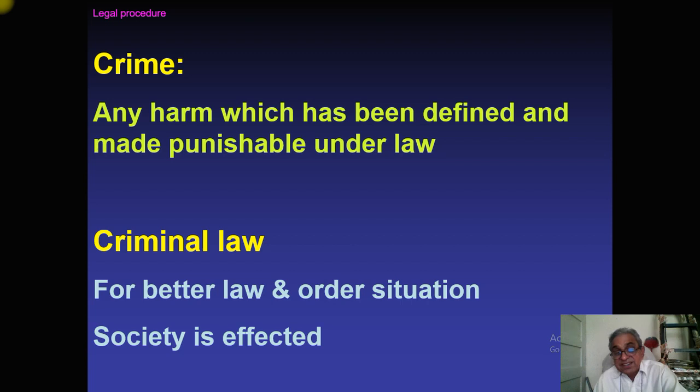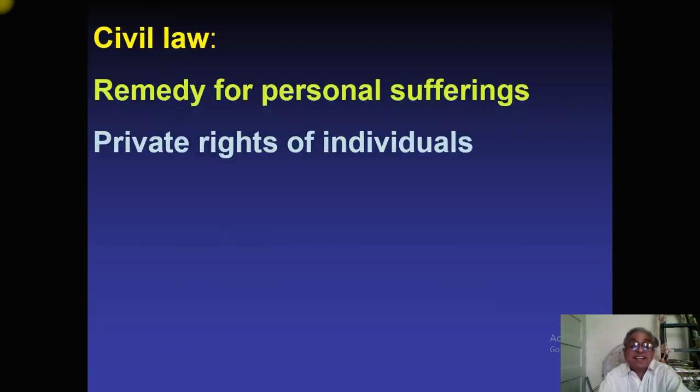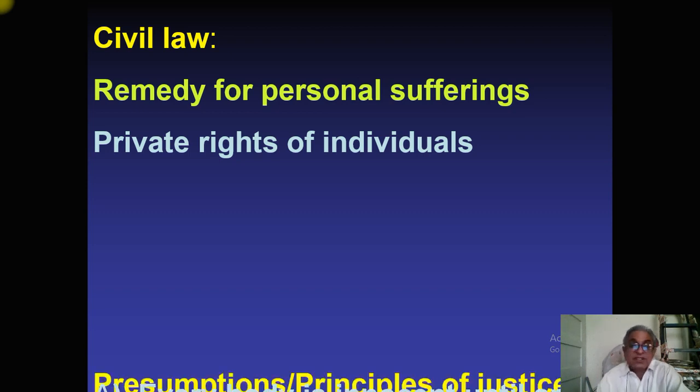Criminal law is for the better law and order situation of the country, of the society. Here the society is affected. Civil law provides the remedy for personal sufferings. It deals with the private rights of the individuals. Where the individuals or parties are suffered, civil law comes into action. Where the society is suffered, criminal law comes into action.